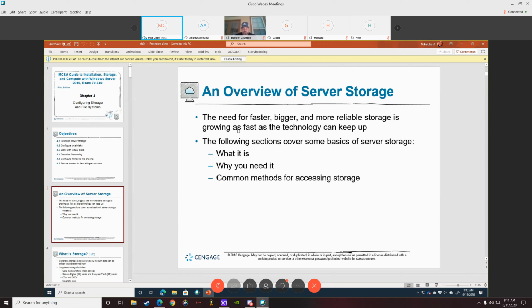And that's in this chapter, to say the following sections cover some basics of server storage. What is it and why we need it and common methods for accessing storage. We already pretty much covered basically what is the storage. What is the storage? Basically, simply it is to store information. Why do we need to store the information? Well, to use it later or to analyze it.